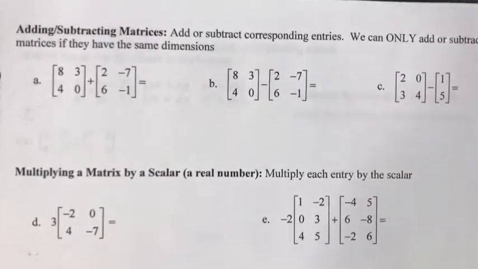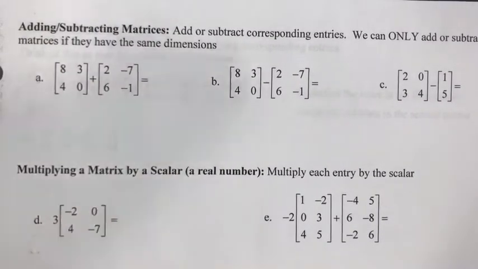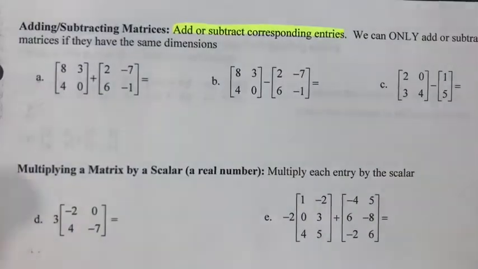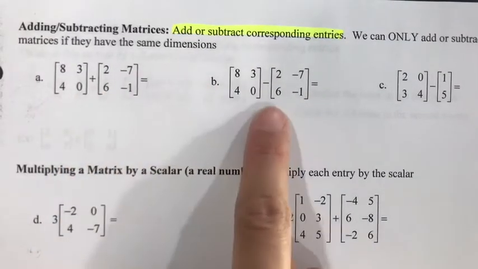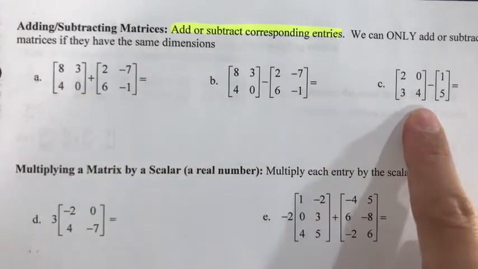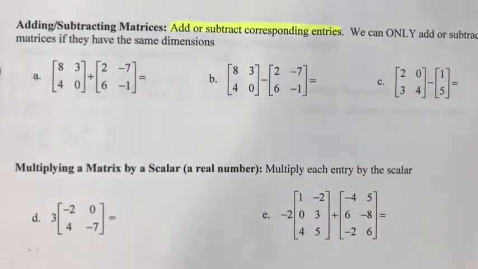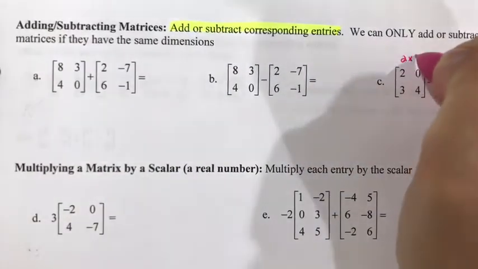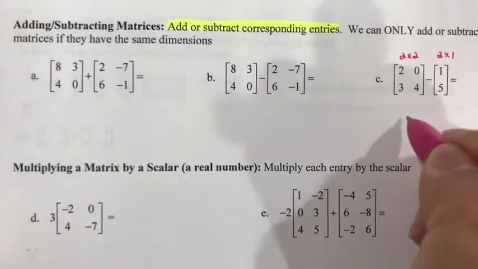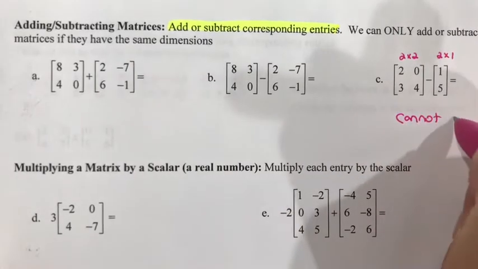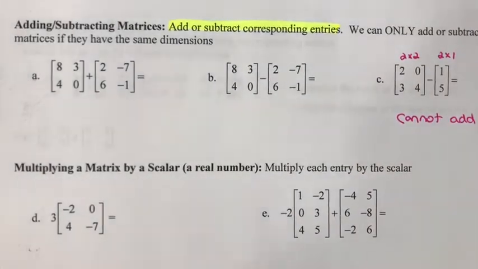So the first part of this is adding and subtracting matrices. And what we're going to be doing here is just add or subtract corresponding entries. Now, we can only add or subtract matrices if they have the same dimensions. Notice these are both 2 by 2. These are both 2 by 2. We have a problem with this last one. Notice the first matrix is 2 by 2. This one has 2 rows and 1 column. So we cannot add. So we don't even need to worry about that last one.